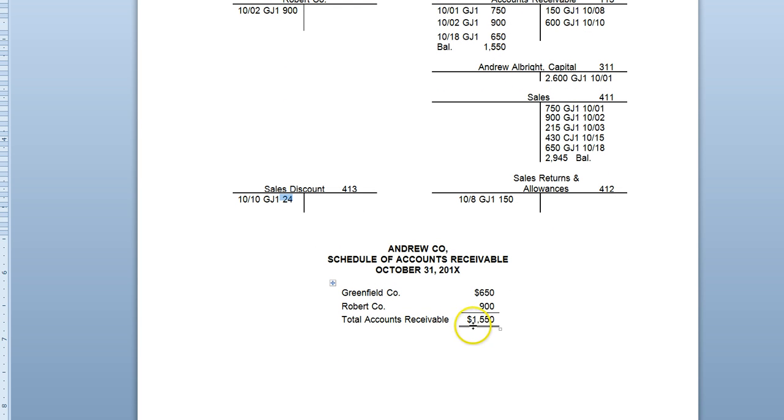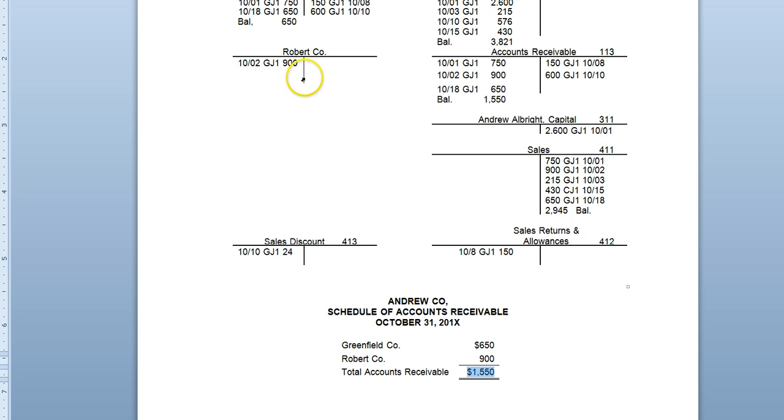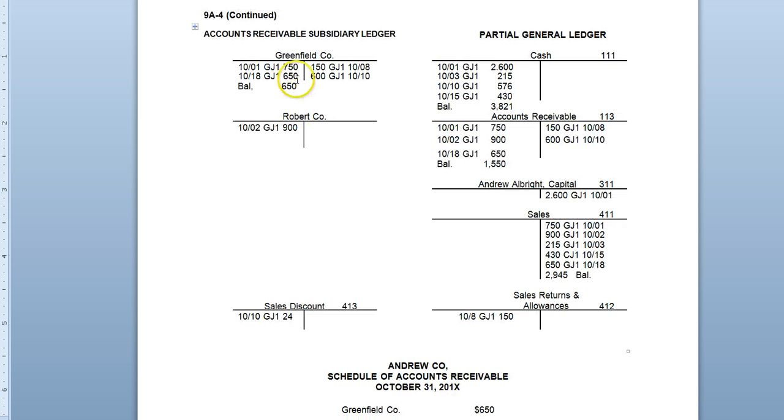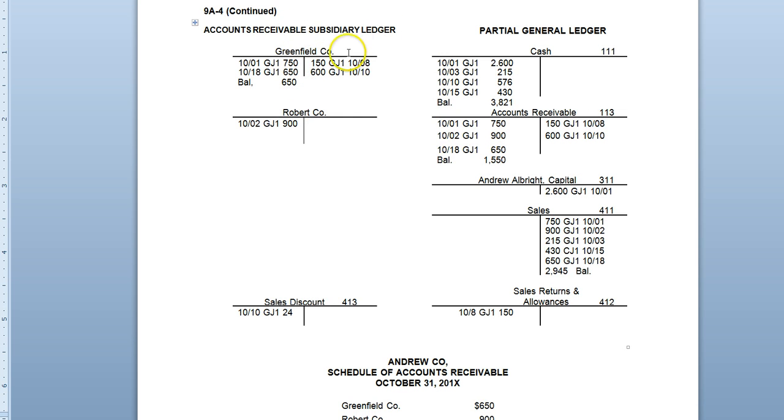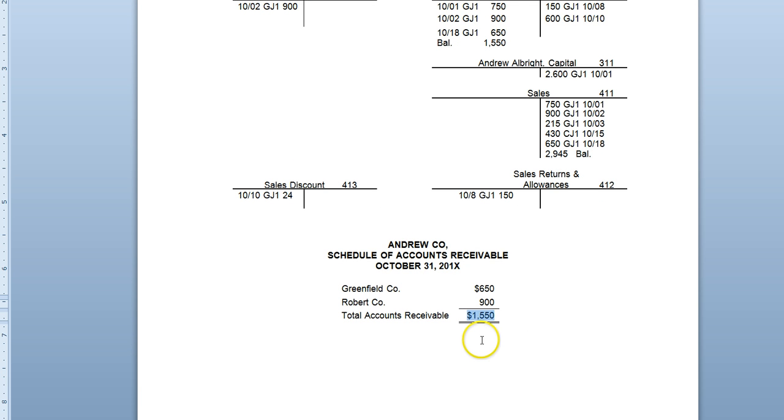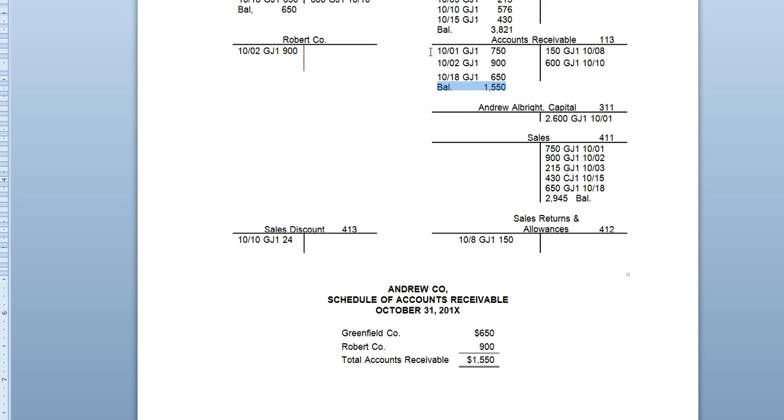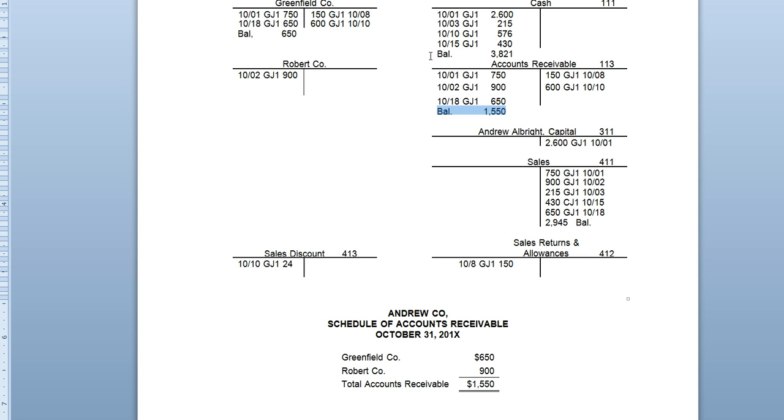Finally, to reiterate and complete the exercise here, the sum of the accounts receivable, which is $1,550, taken from the individual accounts in the subsidiary ledger, 650 and 900 equals 1550, and that figure must agree with the balance in the controlling account, accounts receivable, which is going to be on our trial balance and then ultimately on the balance sheet as a current asset.